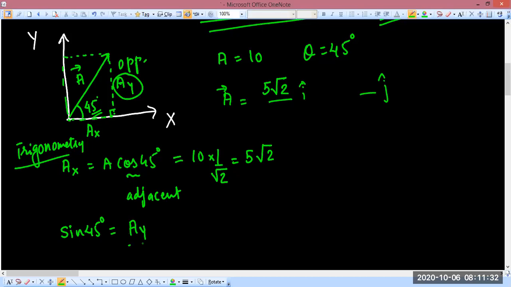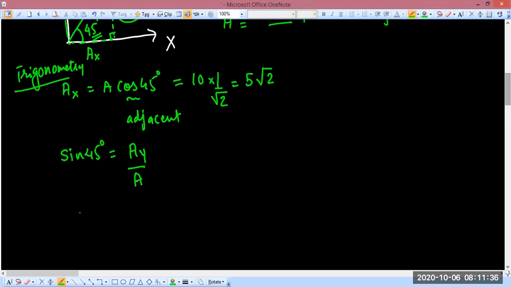Right? So this is AY upon A. Clear? So from that you can find what is AY. AY is equal to A sine 45.